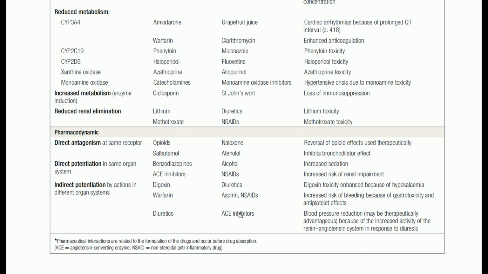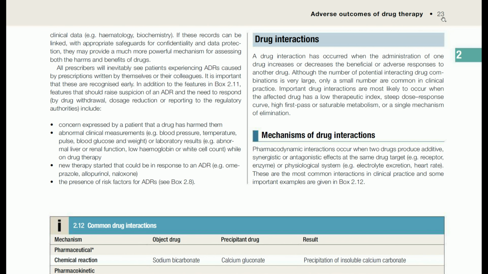Diuretics with ACE inhibitors, blood pressure reduction may be therapeutically advantageous because of the increased activity of the renin-angiotensin system in response to diuresis. Pharmaceutical interactions are related to the formulation of the drugs and occur before drug absorption. ACE is angiotensin converting enzyme. NSAID is non-steroidal anti-inflammatory drug. Page 23.